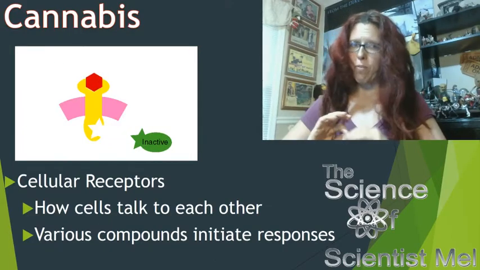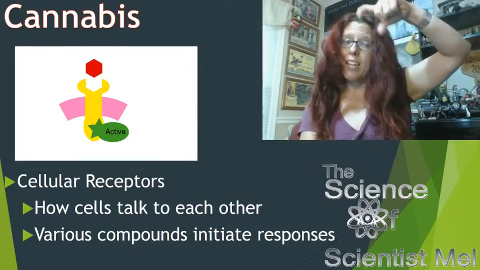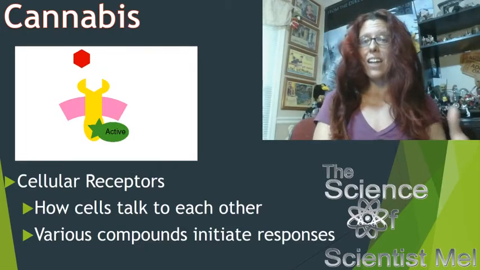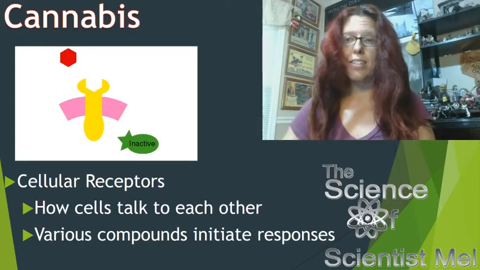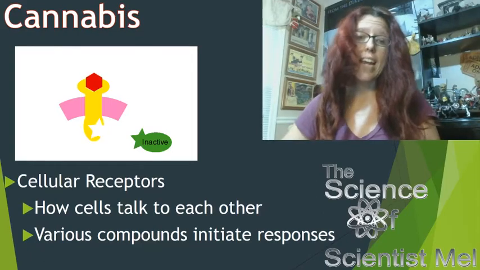So it's important for us to understand that cannabis is our hexagon. That is what attaches to the receptors and gets things going. So cannabis is our hexagon in this picture, and it's a cannabinoid.